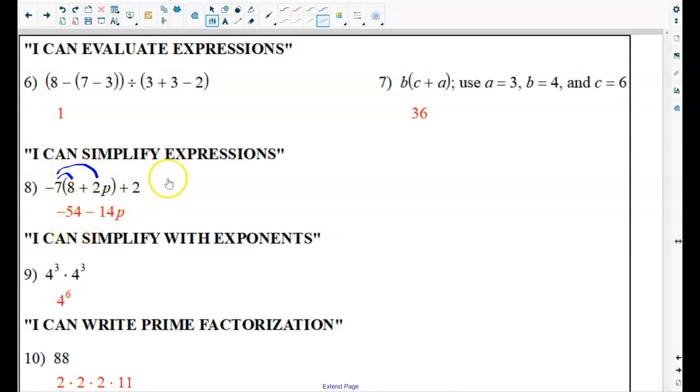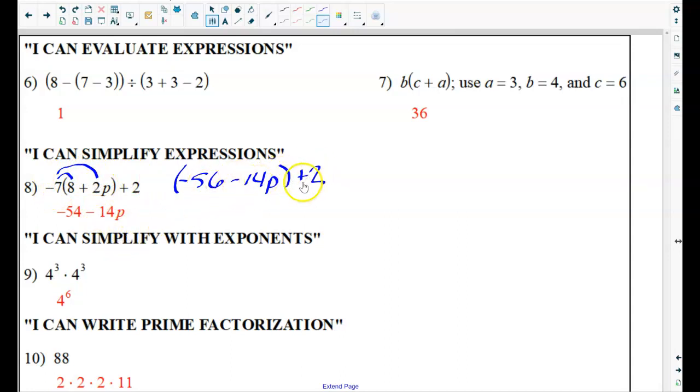The distributive property. So if you know it, great. If you don't, this is a good time to take some good notes, okay? So we have negative 56, and we have minus 14p plus 2. Okay. So this negative 7 got multiplied in here like that.